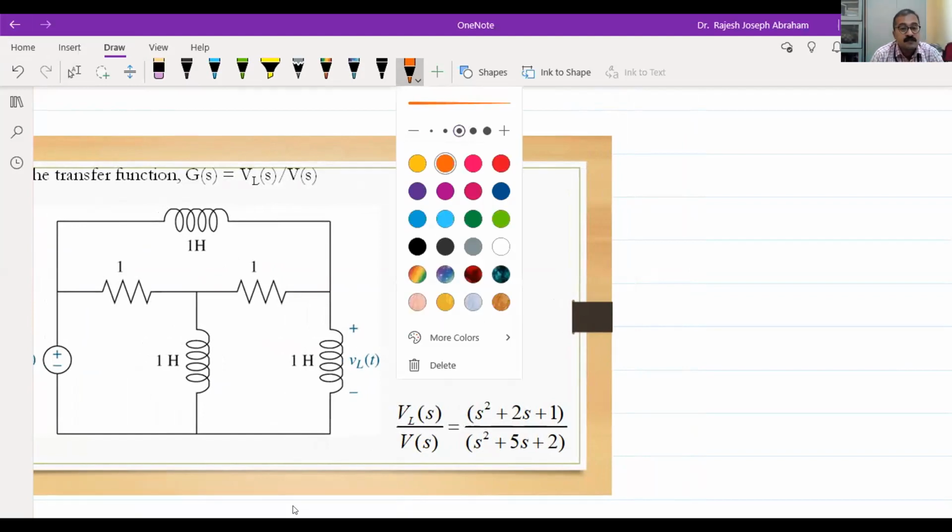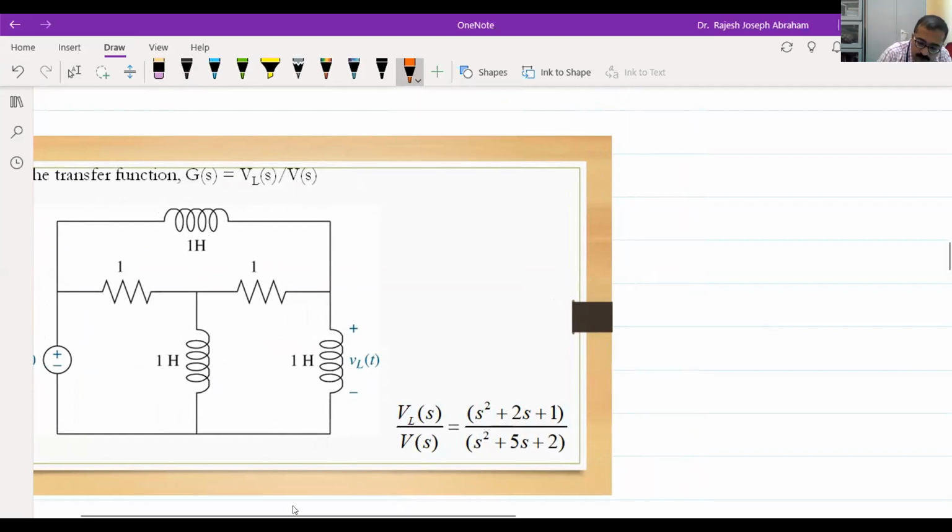So how many loops? 3 loops. So let me mark arbitrarily the loop currents I1, I2, I3. Keep in mind, it is not necessary that the loop currents must always be in clockwise direction. Just arbitrarily only. Okay. And loop current means it is confined to this loop.